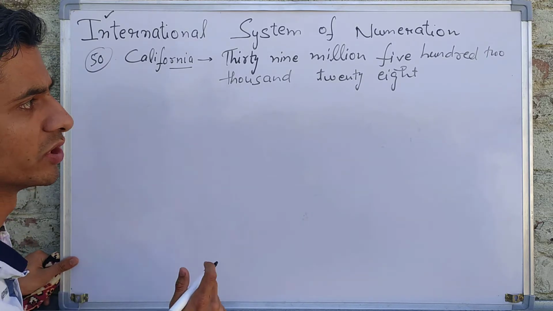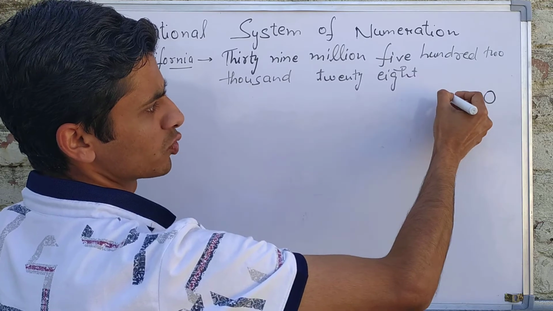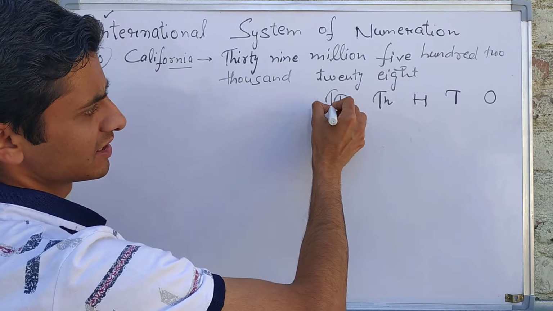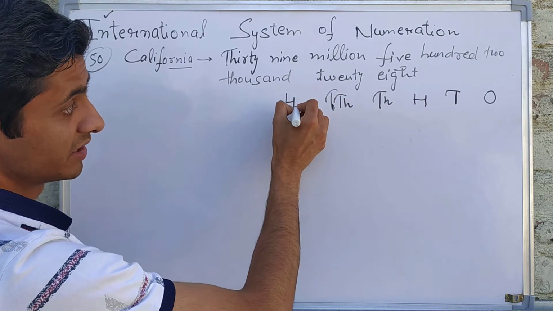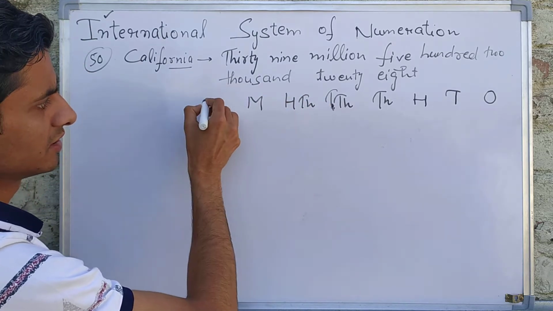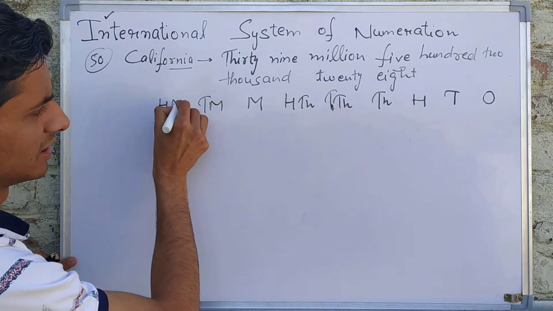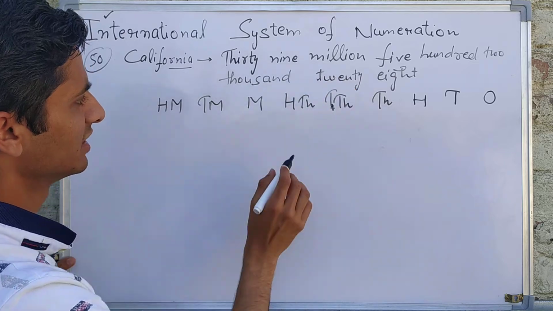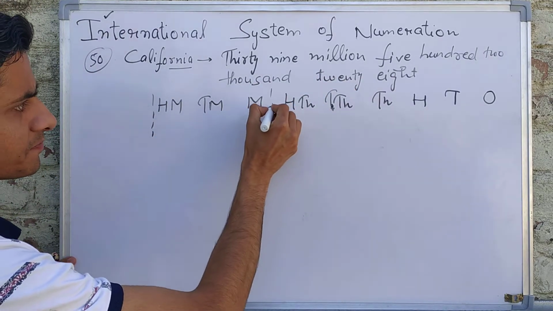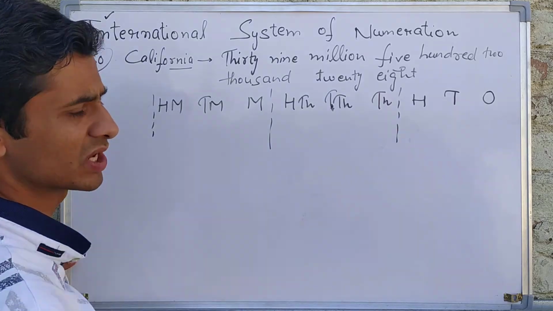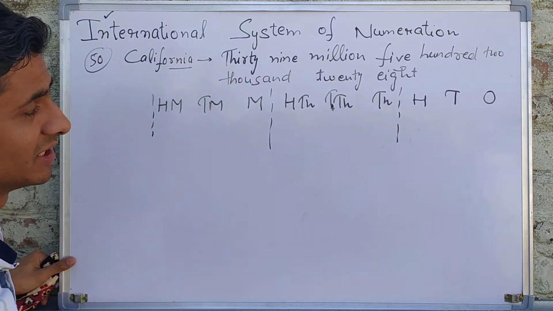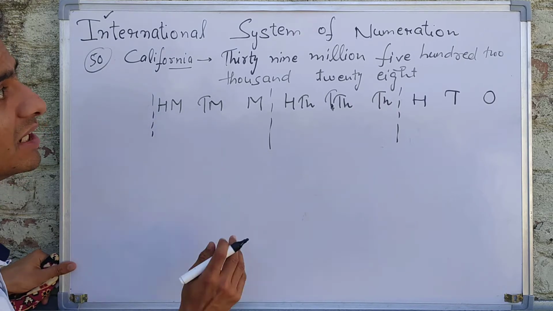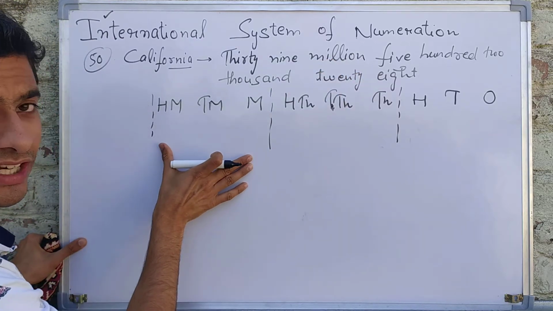To write the corresponding number, the international numeration system goes as ones, tens, hundreds, thousands, 10,000s, 100,000s, then million, 10 million and 100 million. So obviously for the number 39 million, this is the millions period, this is the thousands period, and this is the ones period. They say that the population of California is 39 million. So where will you place 39 million? In the millions period you will place 39.